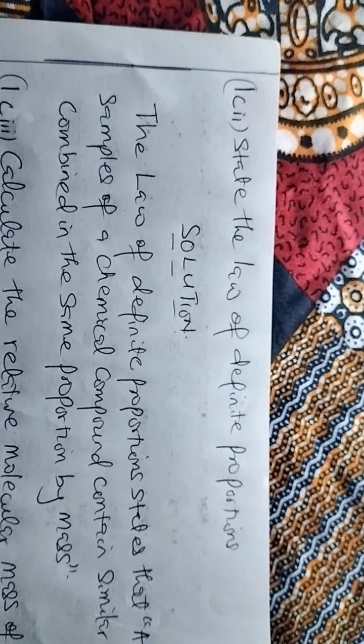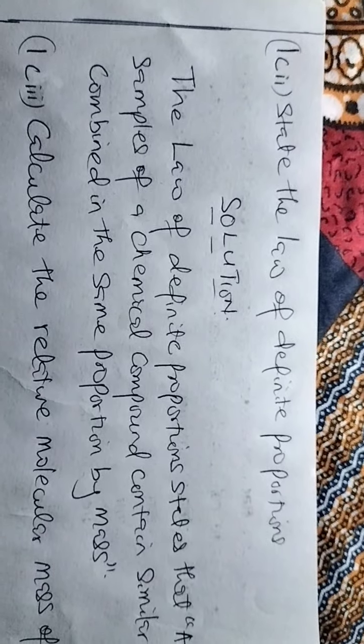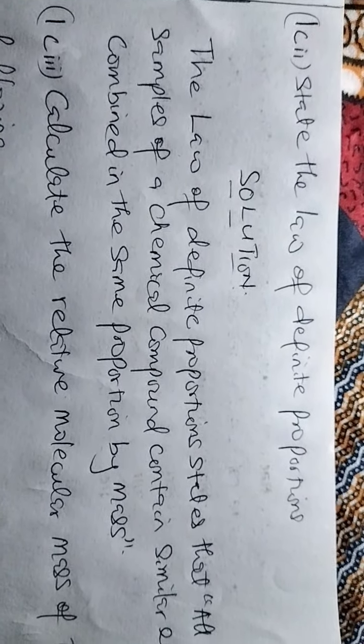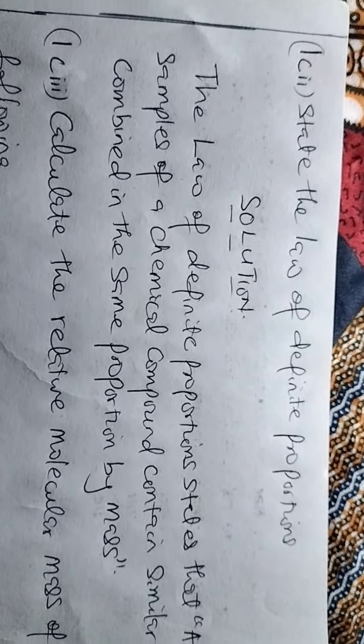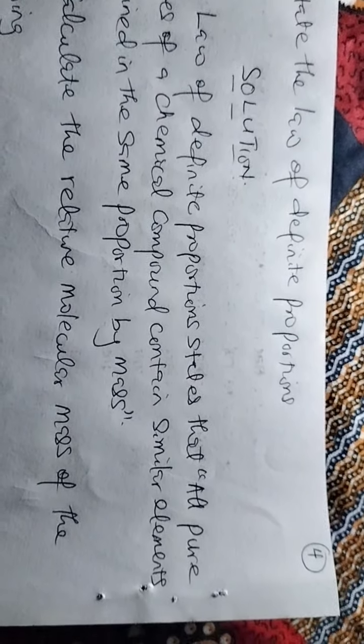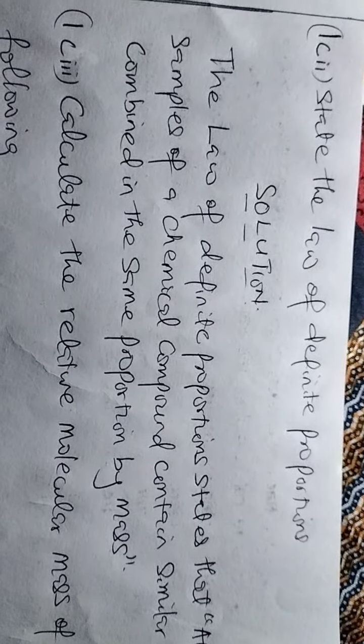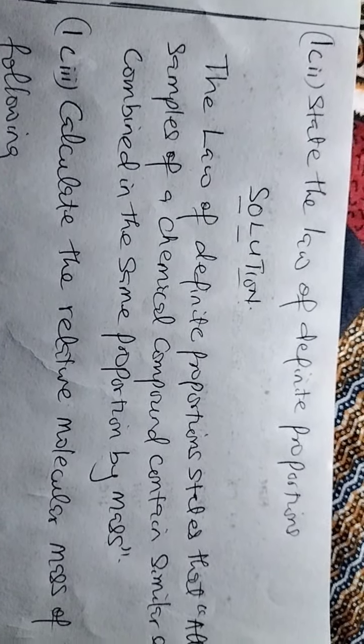1C(ii) says, state the law of definite proportion. Solution: the law of definite proportion states that all pure samples of a chemical compound contain the same elements combined in the same proportion by mass.